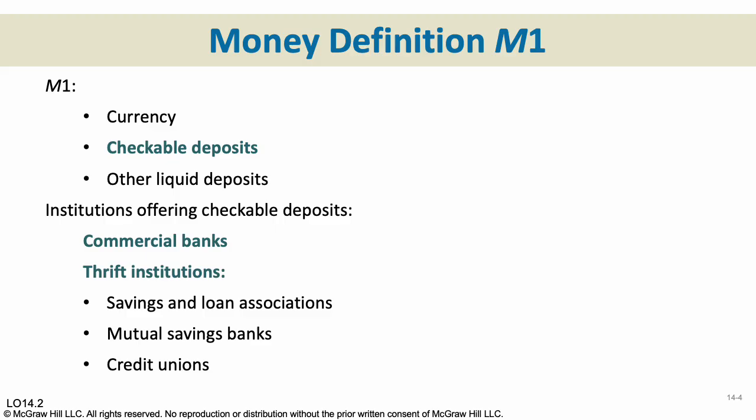Institutions that offer checking accounts are commercial banks, your Chase, your TD, your Capital One, thrift institutions such as credit unions like Four Leaf or Jovia, mutual savings banks, and savings and loan institutions. Checking accounts are by definition treated in an economic sense the same as cash. You can instantly use them to pay for things.